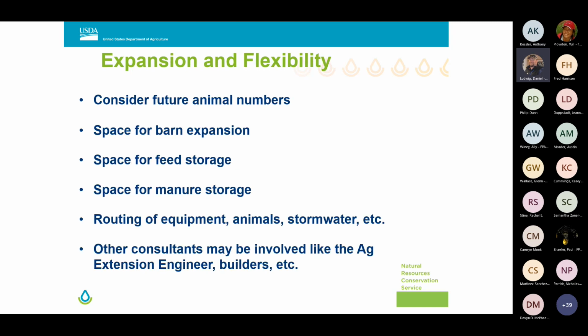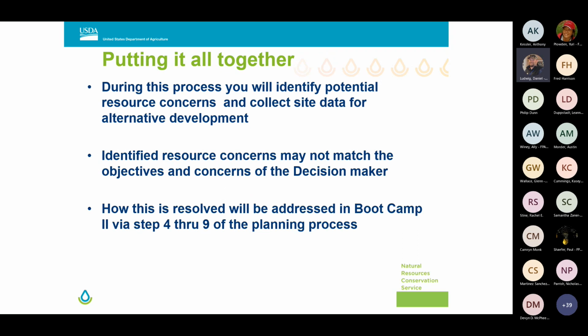Existing tree lines. Again, we're also looking at our expansion and flexibility. Planning for that. So we have to consider our future animal numbers, especially if they're looking at expanding. When we're planning our structures, do they need to?